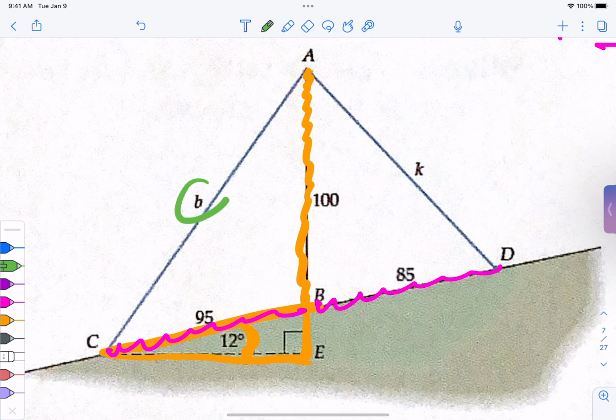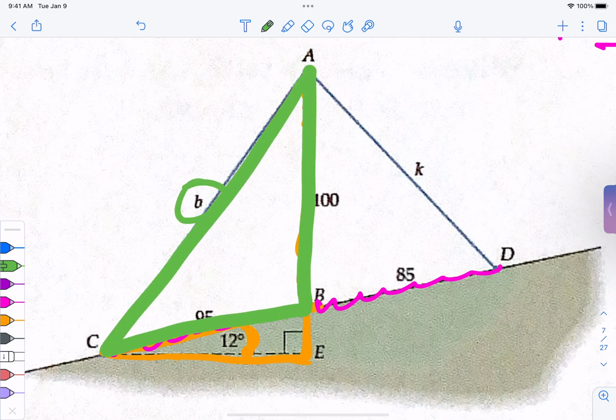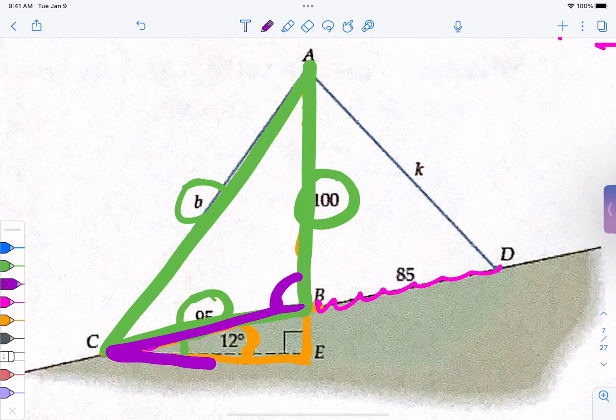Did you try to draw? Let's solve for B. I'm looking at just this triangle right here. We have that this side is 95, this side is 100, and we have B there, but we need an angle. Do we know any angles? Just 12 down here. Can I use that to solve for this angle right here? Yes. If that's 12, what's this one right here? 102? No, 78. This one is 78.